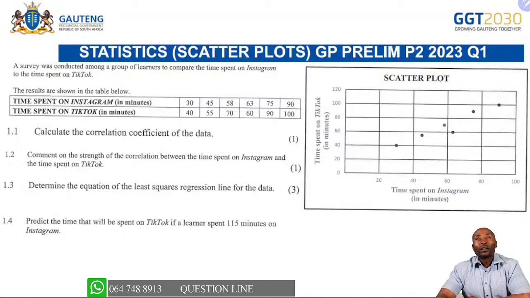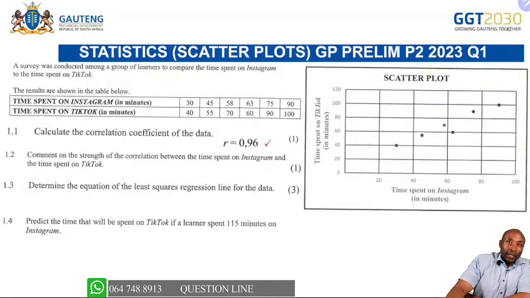Once you are there, you are able to calculate the values of A, B. You now press AC if you're using a Casio calculator or whichever calculator that you are using to save your data. Then you are in the statistics mode, you are able to get the information. So when we calculated our correlation coefficient, we found our R as 0.96. You will get a mark for the value of R. You are supposed to comment on the strength of the correlation between the time spent on Instagram and the time spent on TikTok. That is where you are using the table that I just highlighted.